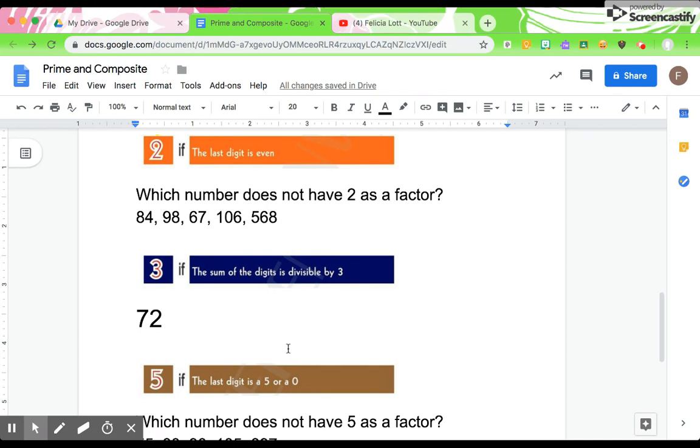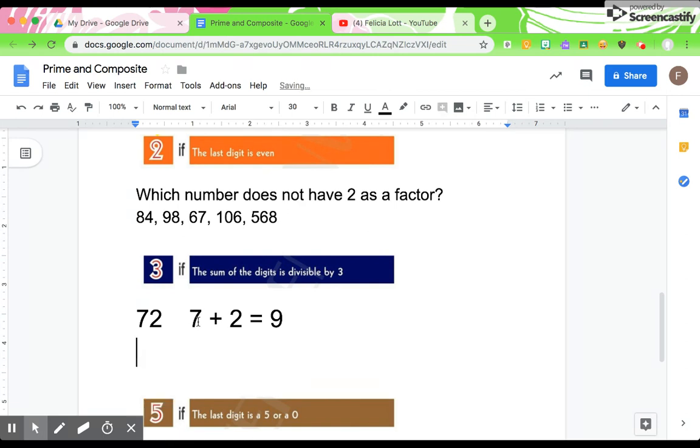So looking at 72, when I mean sum, that's a key word for addition. So let's look at 72. If we did 7 plus 2, 7 plus 2 equals 9. And notice 9 happens to be a multiple of 3.